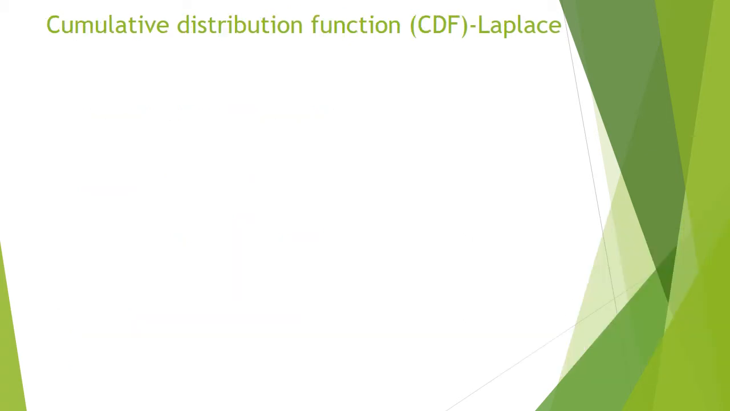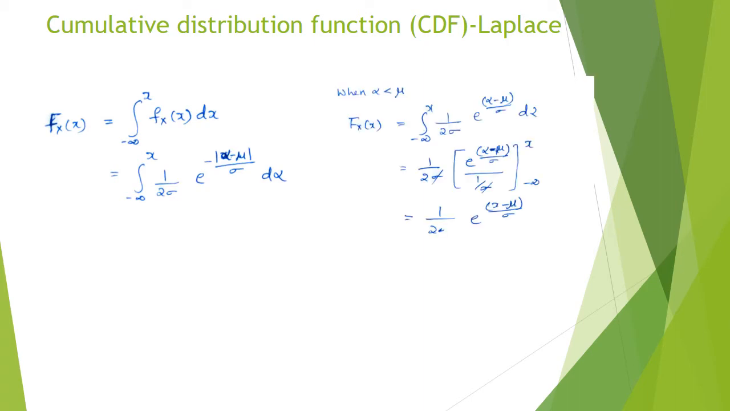Now moving to the cumulative distribution function for the Laplace distribution, we know that Fx of x is equal to the integral from minus infinity to x of fx of x dx, where small fx is the probability density function. So it will be the integral from minus infinity to x of 1 by 2 sigma e raised to minus mod of alpha minus mu divided by sigma d alpha, where instead of using x, to avoid confusion, I am using another variable called alpha. Now, as we know, the mod function is piecewise, before mu and after mu, so I can find the values in two different cases.